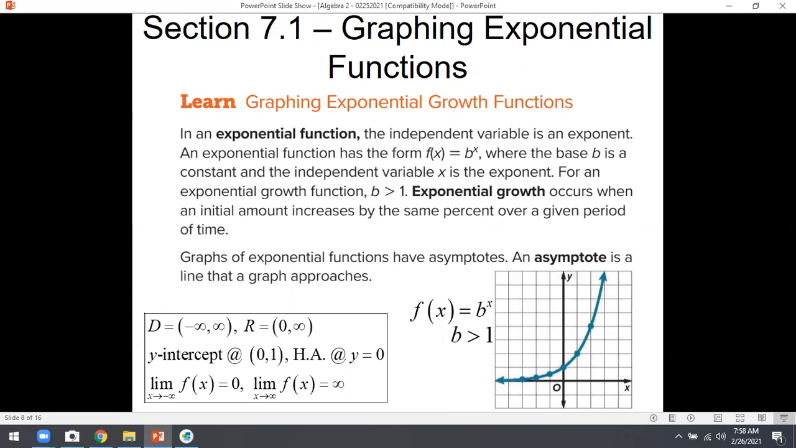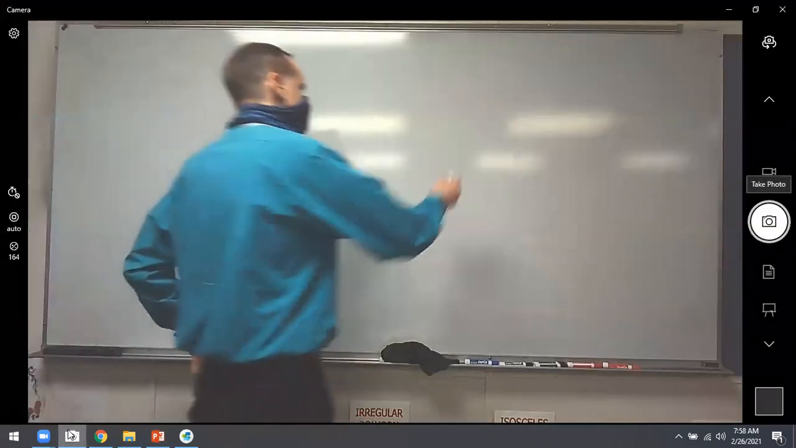But I don't want to just throw some things at you and have you write them down and hope you understand them. Let's actually take a minute and play with the concept to see why these are the domains and the ranges of all this stuff. So let's see if we can do that right now. Okay, well, let's build it up.